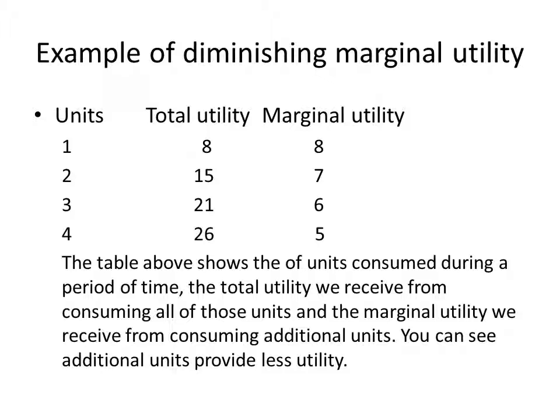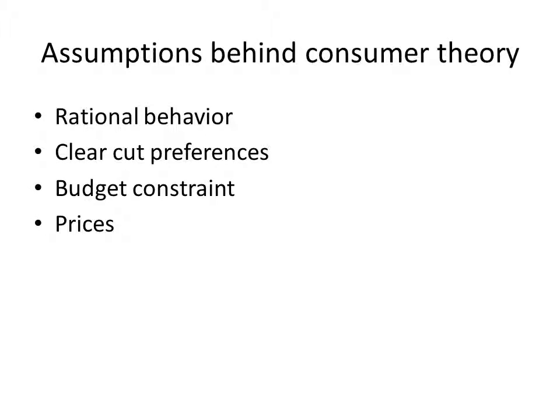So the table above shows the units consumed during a period of time, the total utility received from consuming all these units, and the marginal utility received from consuming additional units. And you can see that additional units provide less utility. That probably is fairly rational.